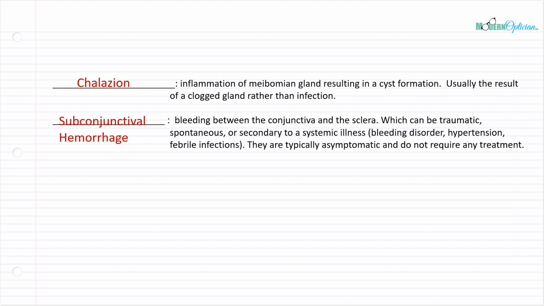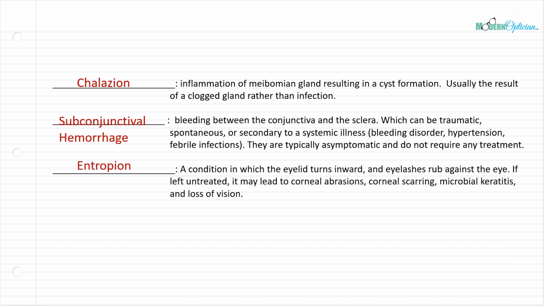It's not your job to diagnose. Therefore, even though you might know what it is, it doesn't mean that you should be handing out diagnoses. So, you see a blood stain on the eye, it's probably a subconjunctival hemorrhage. However, you refer anyway. And moving on to an entropion, which is a condition in which the eyelid turns inward and the eyelashes rub against the eye.